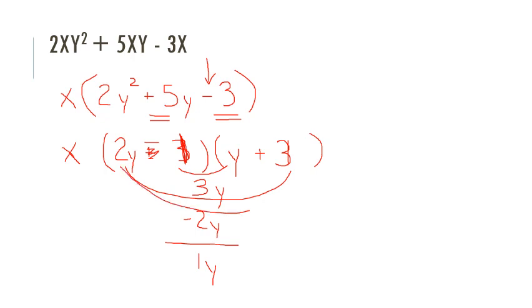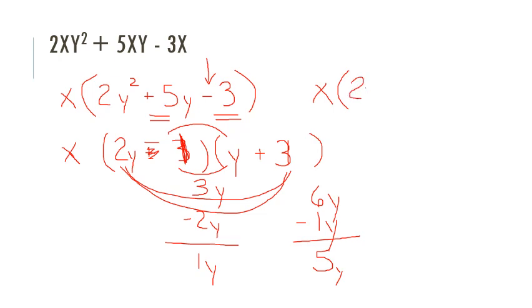Now my outside terms are 2y times 3, that's 6y, and my inside terms are negative 1 times y, or negative 1y. And if I combine those, I end up with 5y, and that's exactly what I wanted. So my final factorization is x times 2y minus 1 times y plus 3.